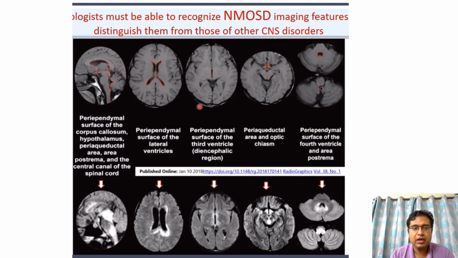So this is a typical area of involvement of the structures in the brain in case of NMOSD, where the periependymal surface of the corpus callosum is involved along with hypothalamus and periaqueductal area and area postrema. The periependymal surface of the third ventricle and optic chiasma and the periependymal surface of the fourth ventricle and the area postrema are typically involved. These are all having a lot of aquaporin 4, aquaporin 4 water channels.